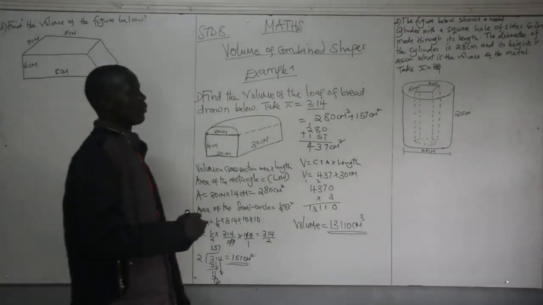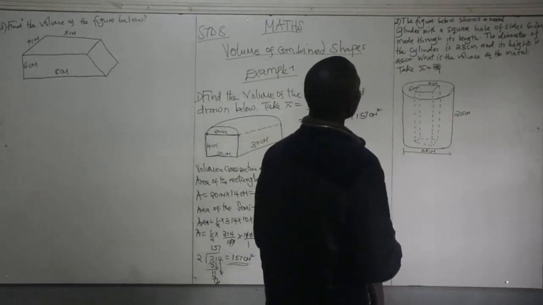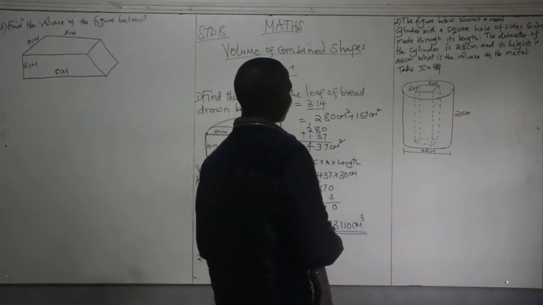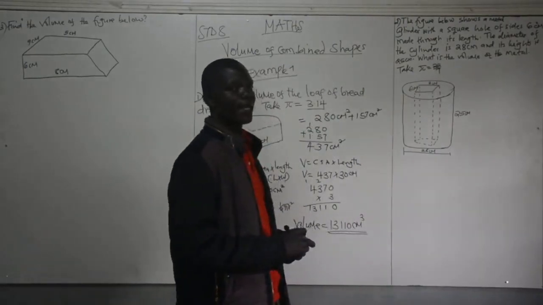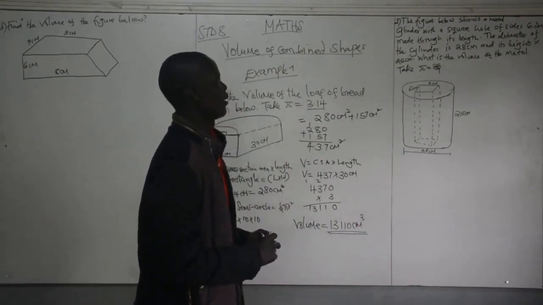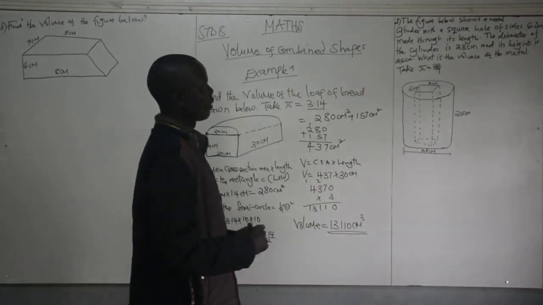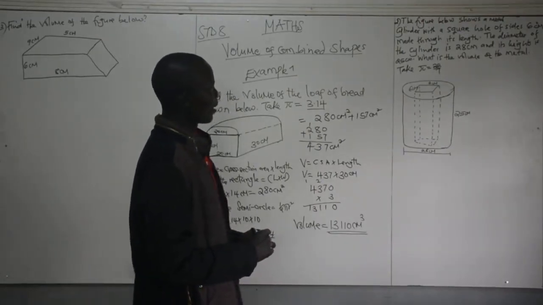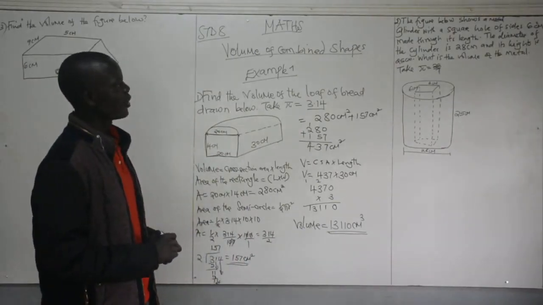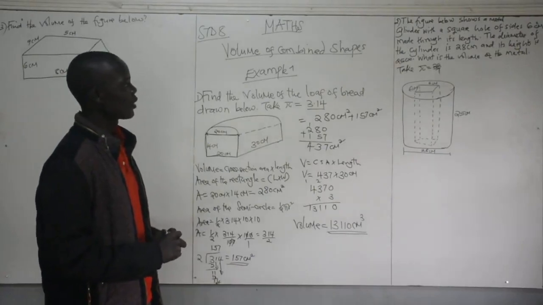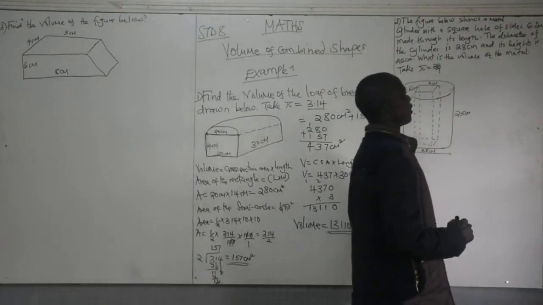Now let us look at example number 2. It says the figure below shows a metal cylinder with a square hole of size 6 centimeters made through its length. The diameter of the cylinder is 28 centimeters and its height is 25 centimeters. So the question says, what is the volume of the metal?